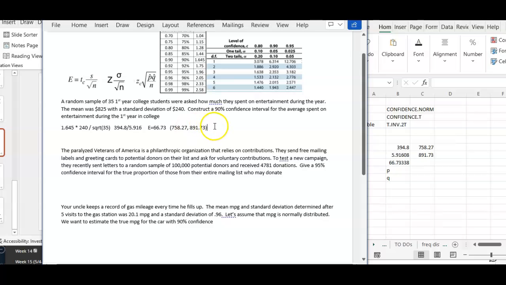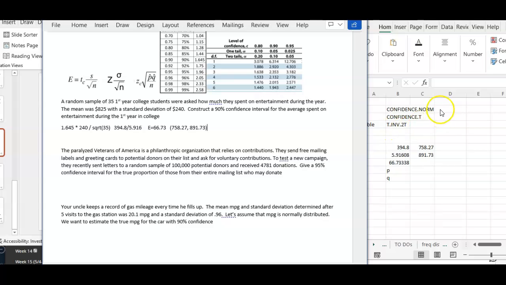So what that means is I can say with 90% confidence that first-year college students spend between $758.27 and $891.73 on entertainment in their first year.